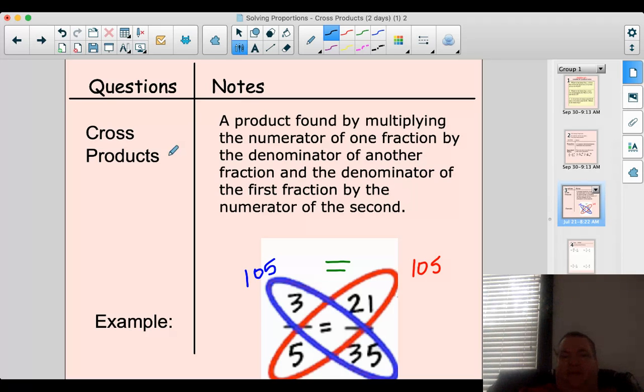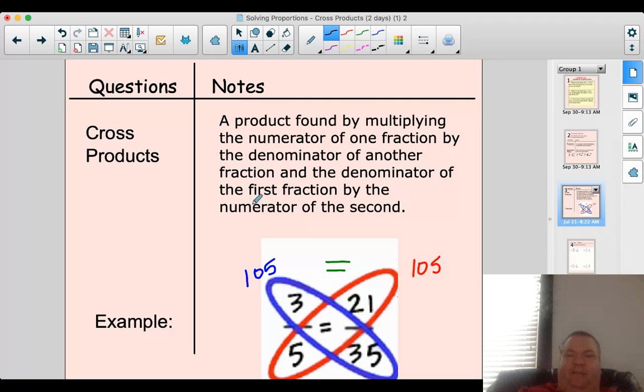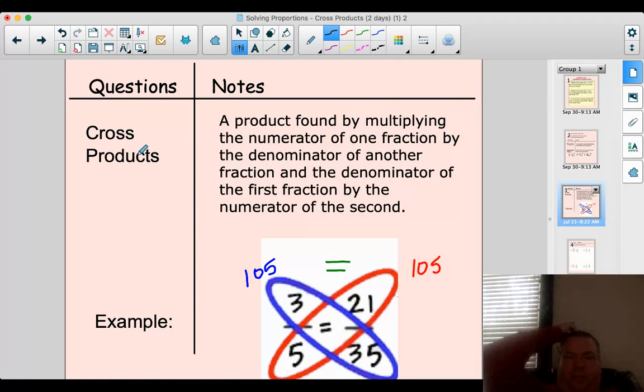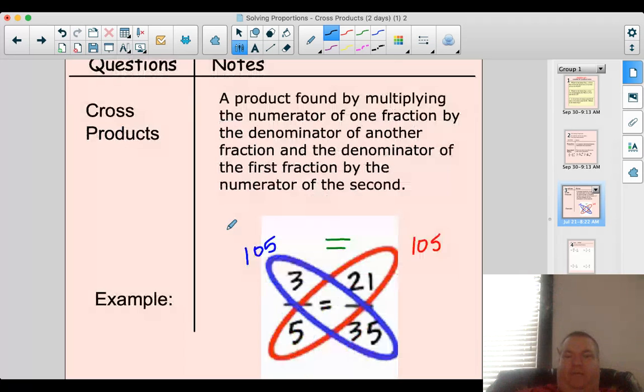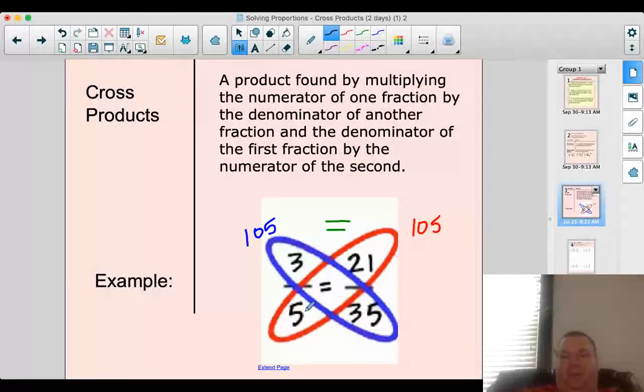So this is kind of a long and complicated definition. I'd maybe just use the one I'm saying in words. It's real easy to get kind of lost in the words here. But the cross products are what you get when you multiply the numbers that are diagonal from each other. So the numerator of one ratio times the denominator of another. And you can do it twice, right? Because there's two diagonals. So each ratio will have two cross products. If the cross products are equal, then it's a true proportion and the ratios are equal.